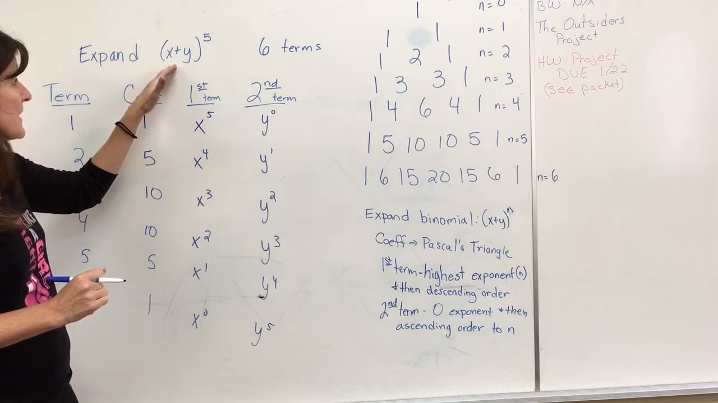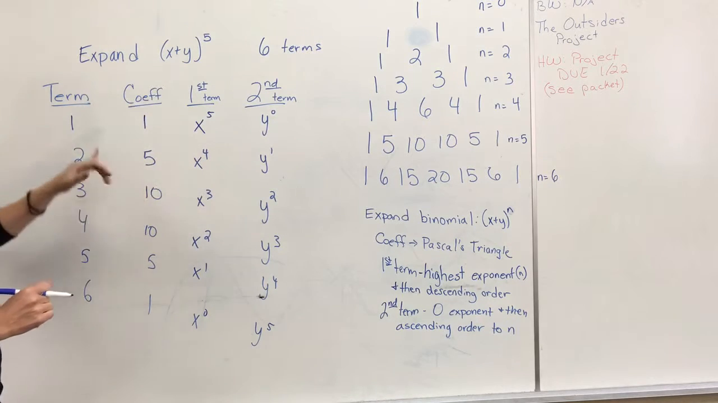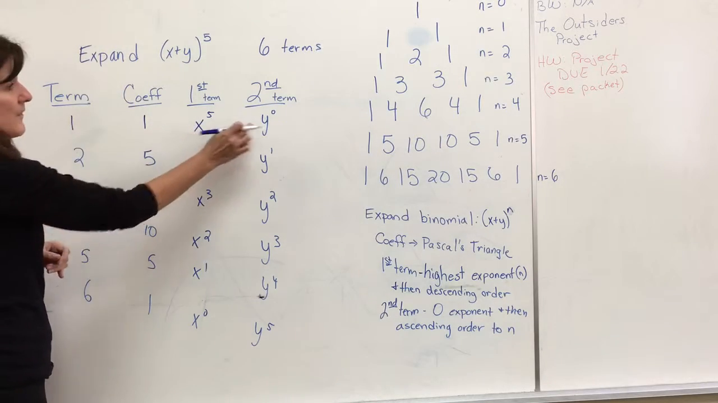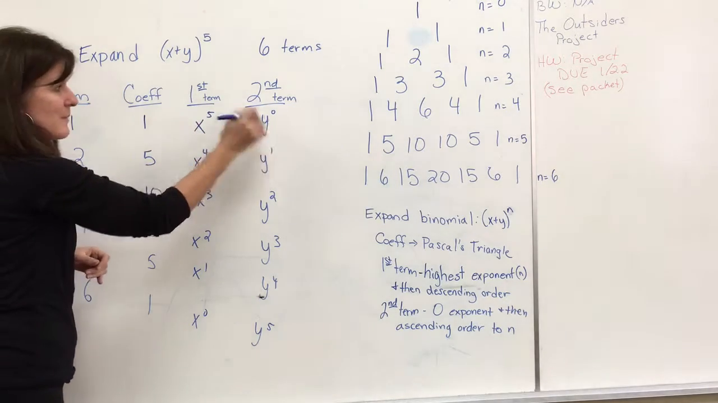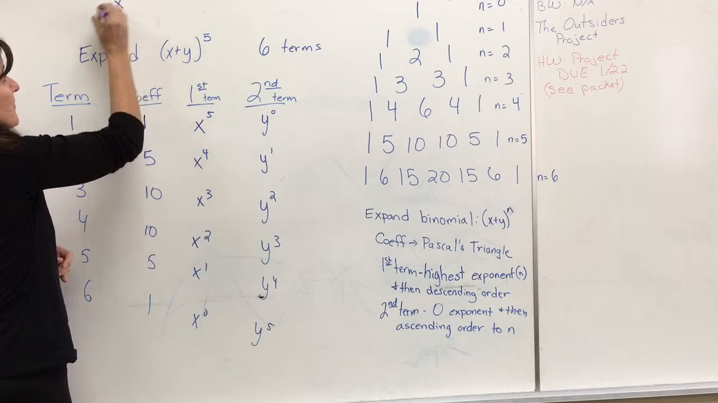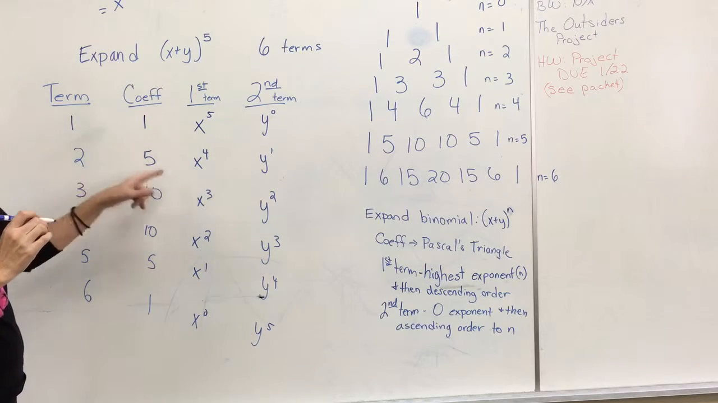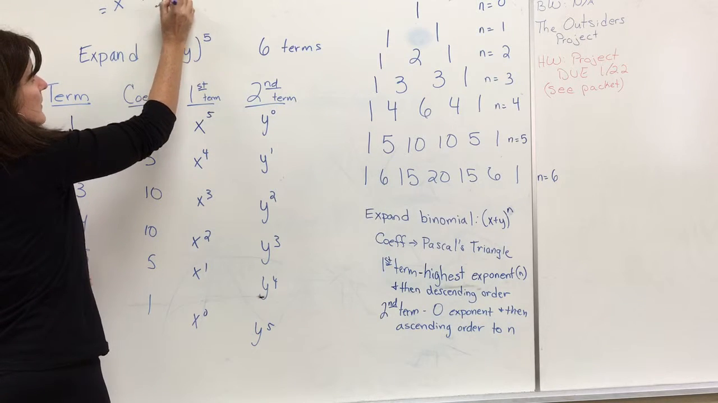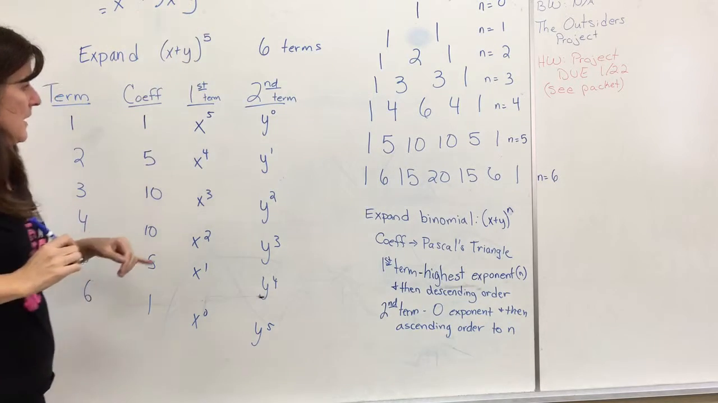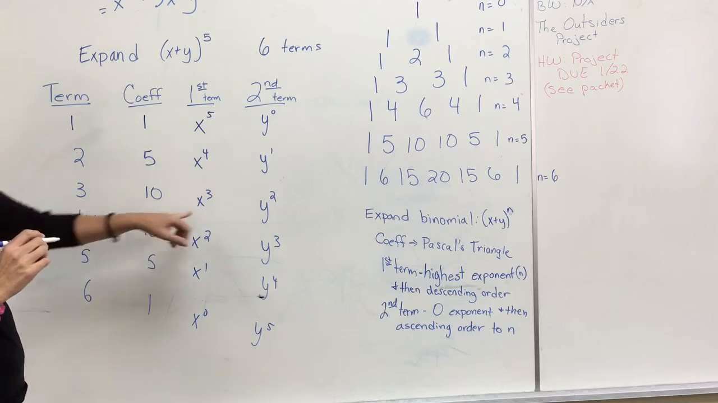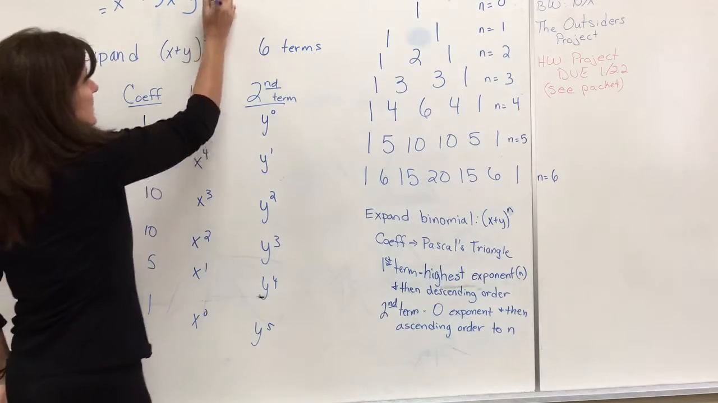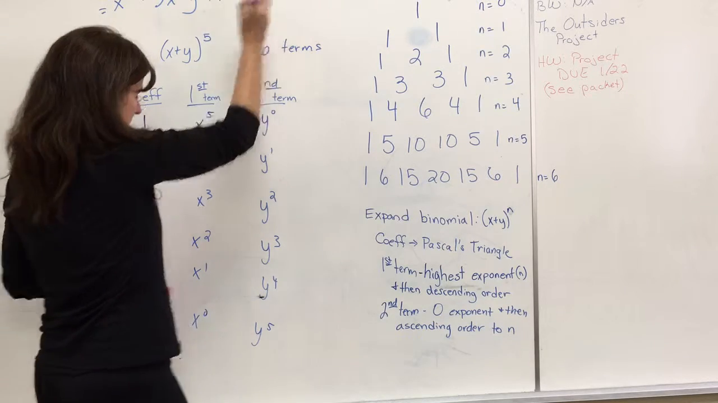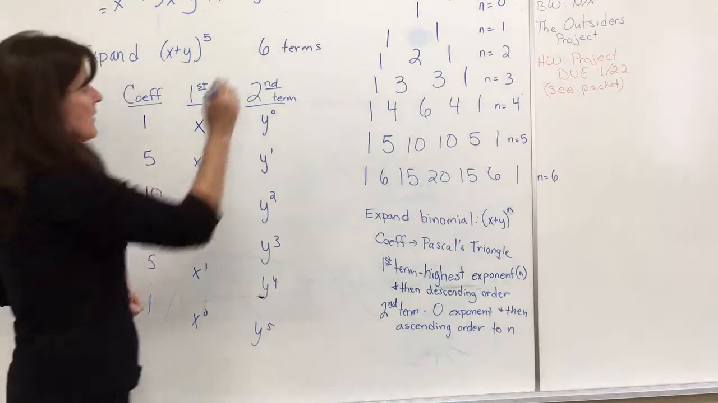So if I wanted to expand this, I'm going to take this table and I'm going to write the first term. It is going to be 1 x to the 5th, y to the 0, which is the same thing as 1, so it's going to be x to the 5th. My next term is going to be 5 x to the 4th, y. My next term is going to be 10 x to the 3rd, y squared. My next term is going to be 10 x squared, y cubed.